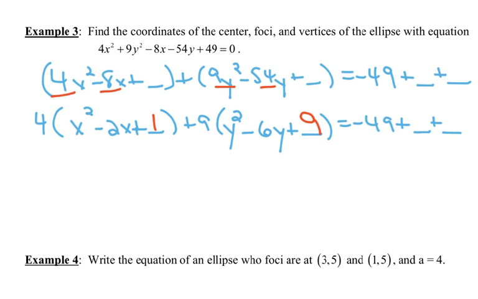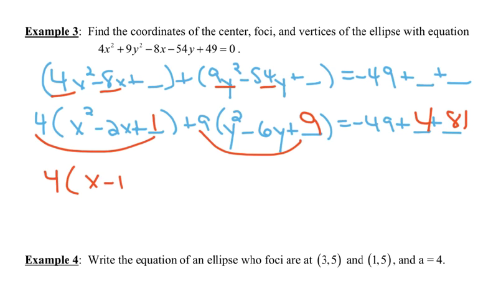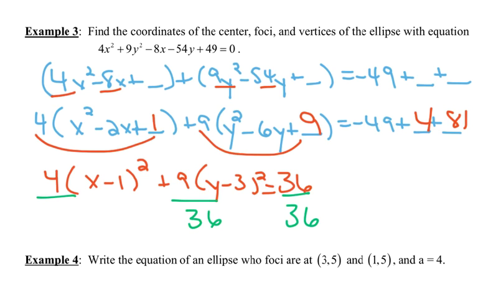So what you're going to do for the right-hand side is multiply these together and write that number on the other side. You're going to multiply these together and write that number on the other side. Now, I'm going to rewrite this in factored form. It's going to be 4 times x minus 1 squared plus 9 times y minus 3 squared is equal to 36. And our equations of ellipses are always equal to 1. In order to make the equation equal to 1, we're going to divide everything by 36.